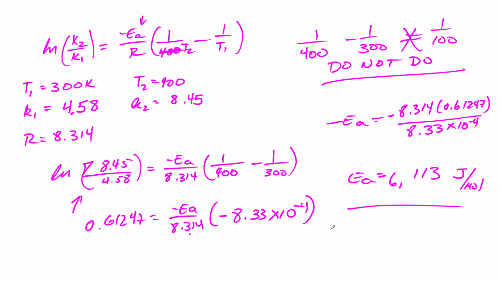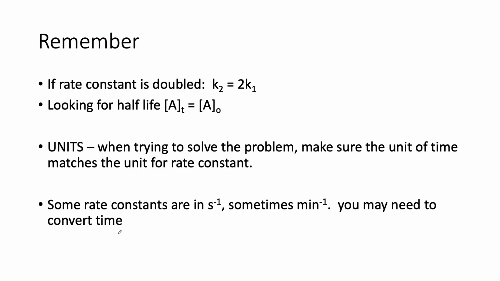Now, if you're looking for what the rate constant is for a certain temperature, other than these two, you just use the other temperature for T1 and T2. I'm going to leave that for you to solve. Remember, if the rate constant is doubled, K2 is equal to 2K1. So you've got this logarithm: K2 over K1, that's the natural logarithm of 2K1 over K1. These cancel, so you have the natural logarithm of 2.